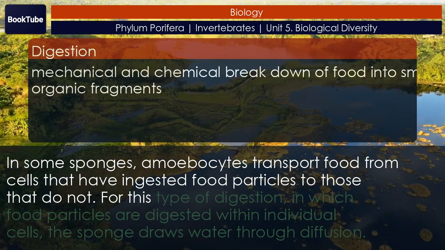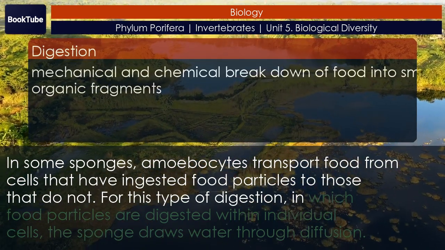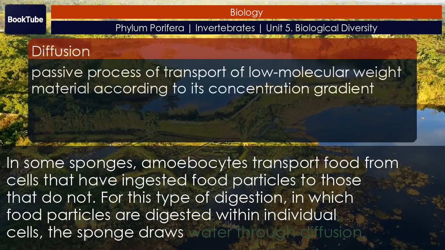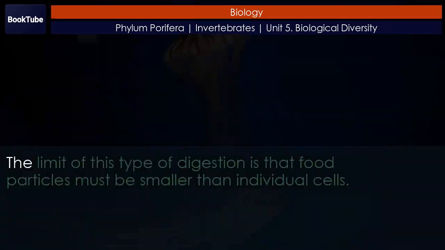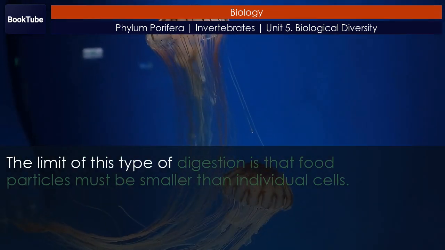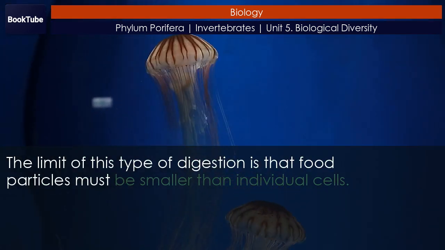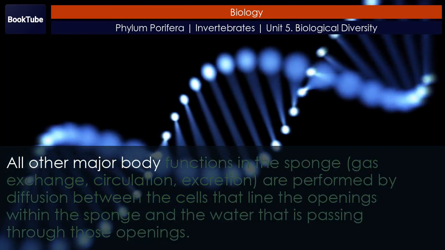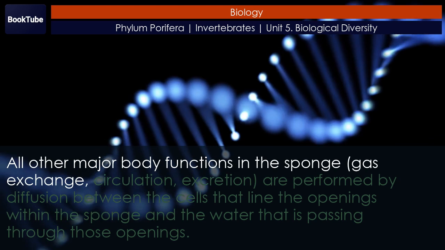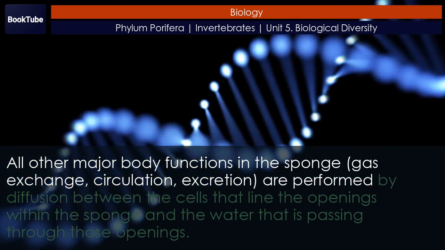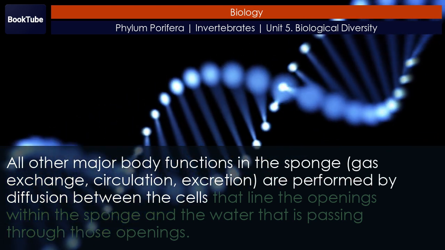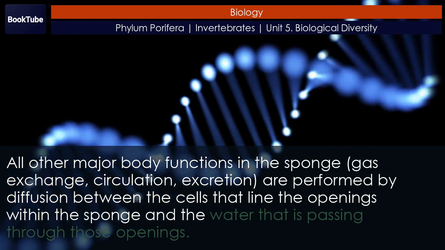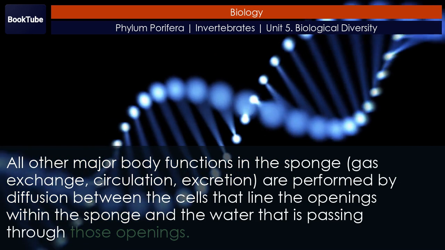For this type of digestion, in which food particles are digested within individual cells, the sponge draws water through diffusion. The limit of this type of digestion is that food particles must be smaller than individual cells. All other major body functions in the sponge, gas exchange, circulation, excretion, are performed by diffusion between the cells that line the openings within the sponge and the water that is passing through those openings.